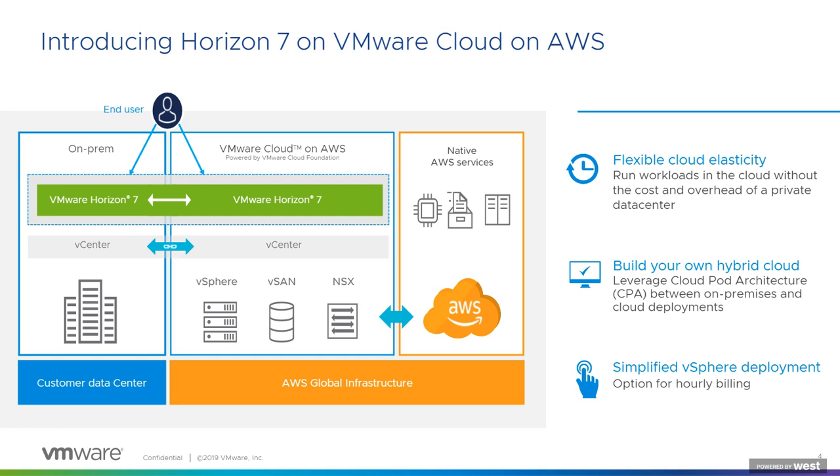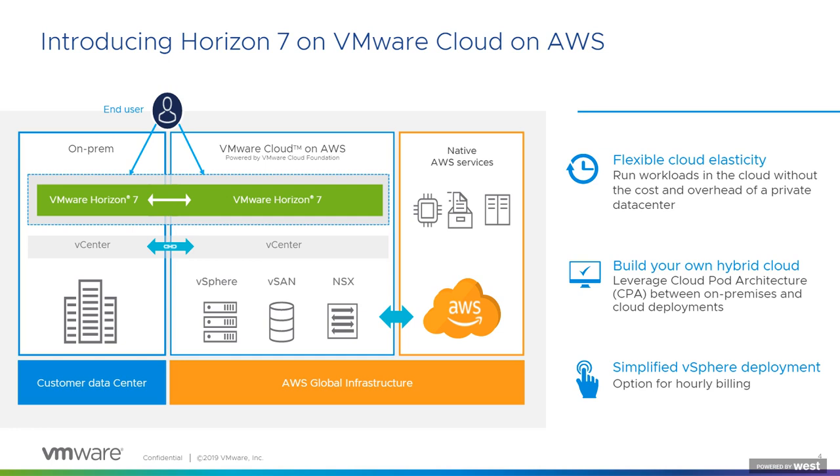You have a deployment of Horizon 7 on-prem and then have a deployment on VMware Cloud on AWS and actually connect those two via a technology called Cloud Pod Architecture, or CPA. And I'll talk about that in a little bit more detail in the next slide.